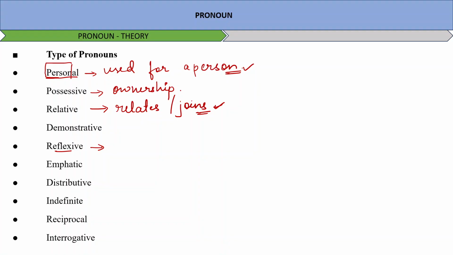So that is the meaning of the word emphatic, and the pronouns will also be functioning the way the names have been given here. Distributive, it basically distributes in different parts, okay. Indefinite, the word indefinite here means what? Something which is unclear, uncertain.